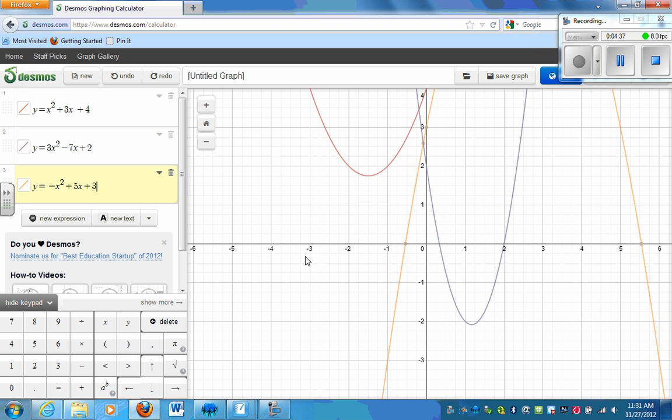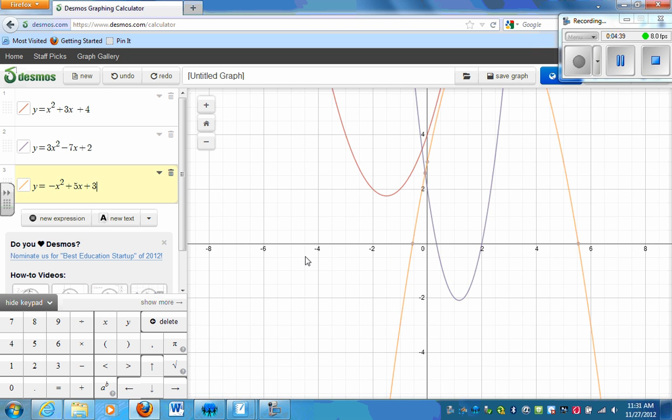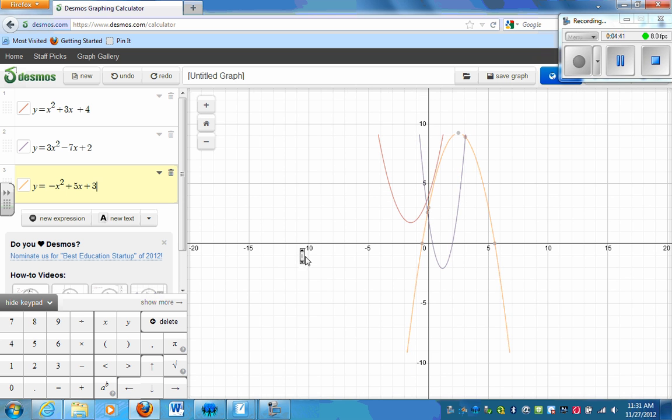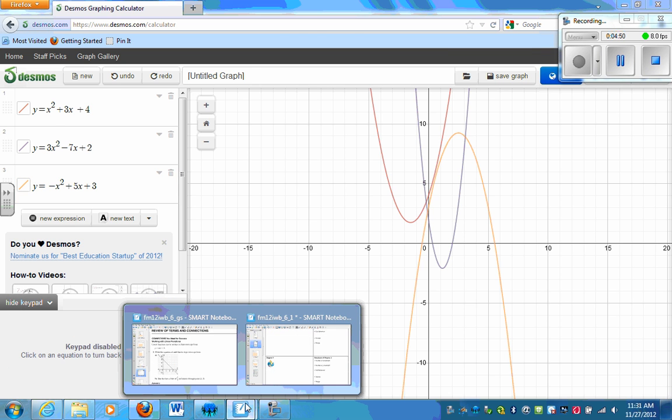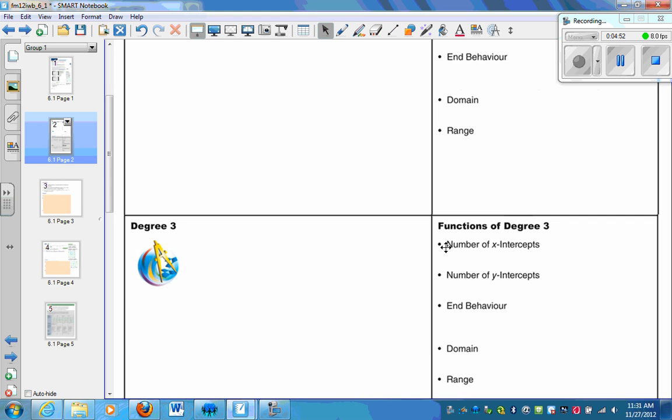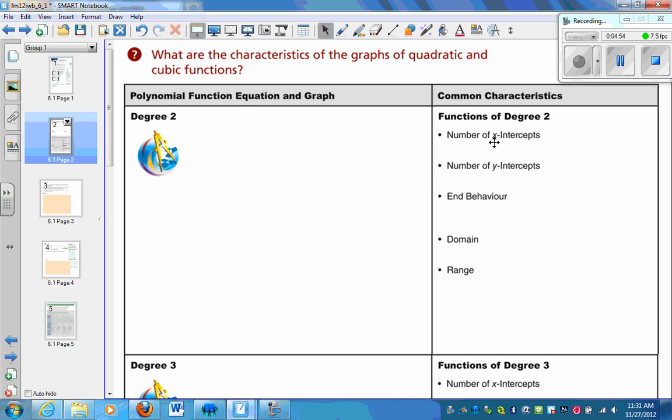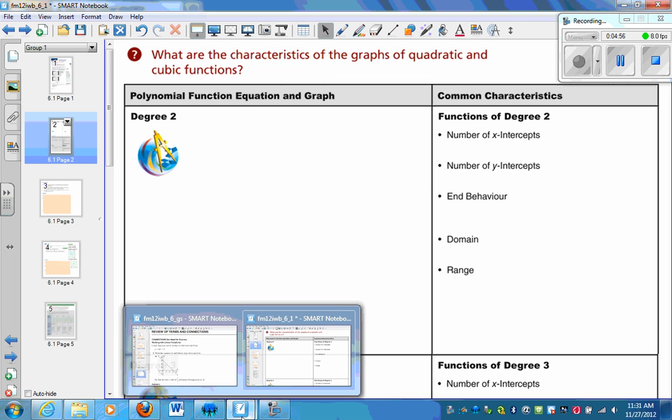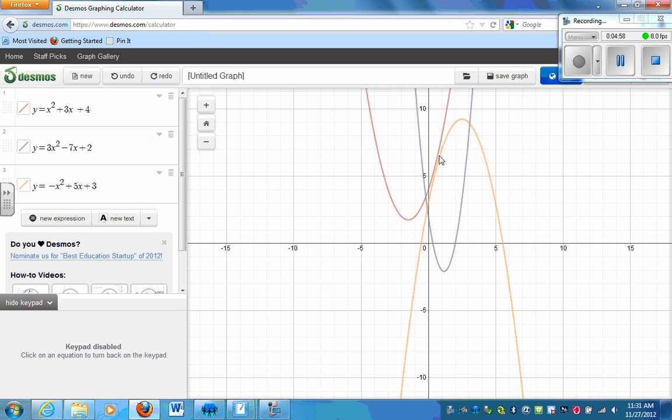Okay, so here we have a bunch of graphs. I'm going to just zoom out a bit so we can see them. So these are all quadratics, and we're trying to look at how these behave. Okay, so let's look at the different categories we're looking at here. So we want to know the number of x-intercepts and number of y-intercepts. So looking here, we see that it really depends.